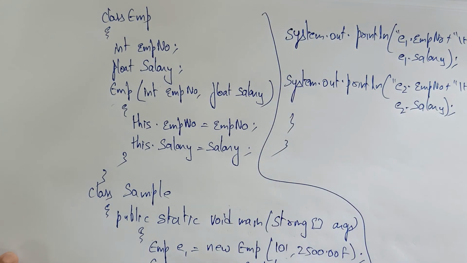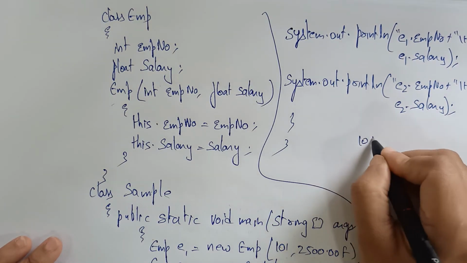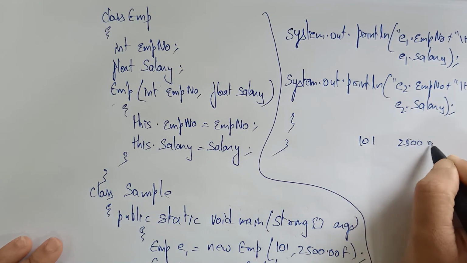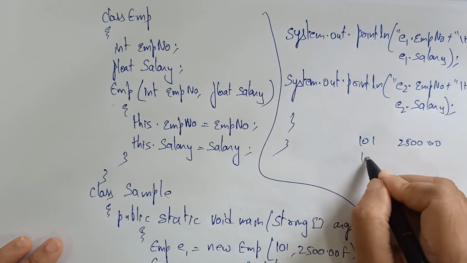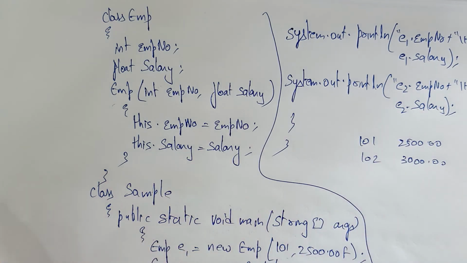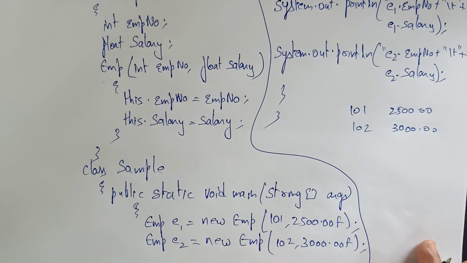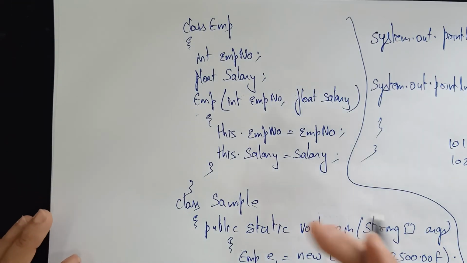So what is the output you are getting? You are getting the output like 101, 2500 and 102, 3000. Whereas in the previous example without constructors, the same value was printed. And here, whatever values you mention in the parameterized constructor, those values are going to be printed. This is what your output is. I'll explain what it is doing here.